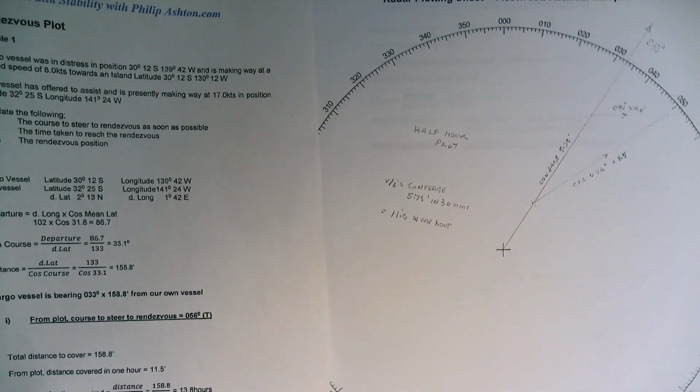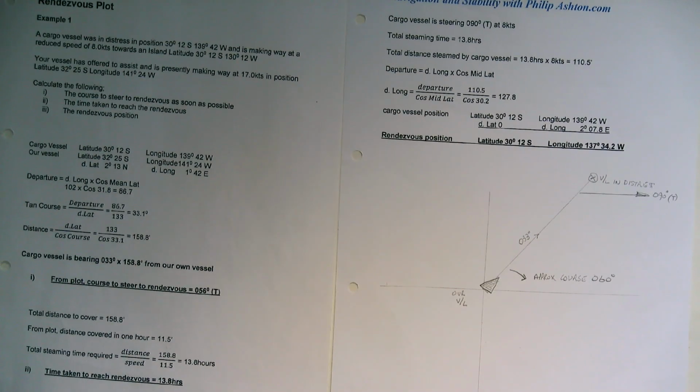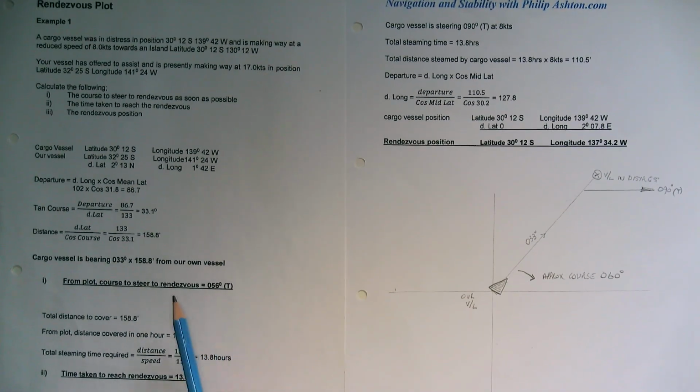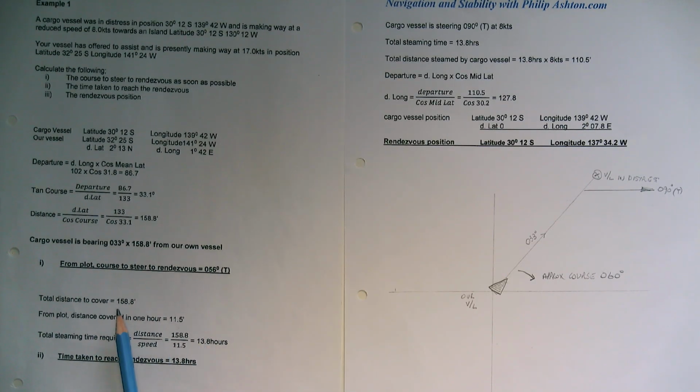So when it comes to solving the problem, the distance between the two vessels is 158.8. So we divide that by the distance that we converge in 1 hour, and that gives us a steaming time of 13.8 hours. So that gives us the time to reach the rendezvous position.